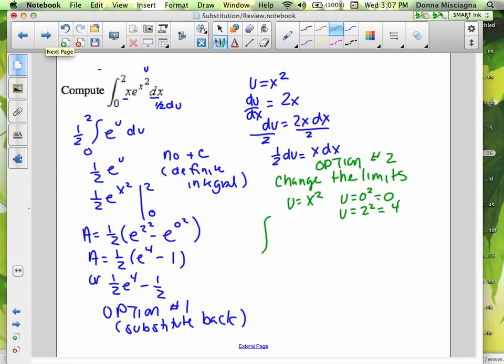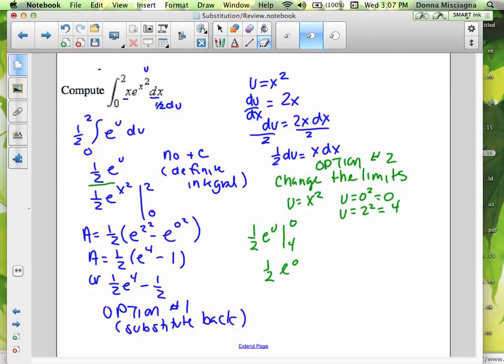Same integral, I'm just not going to substitute back. Oh, I don't need the integral anymore, because we've already integrated. We had 1/2 e to the u, right up there. So my new limits would just be 0 and 4. So then it would just be 1/2 e to the 0. Oops, excuse me, it helps to put them in the right direction, though. We got one random line here.